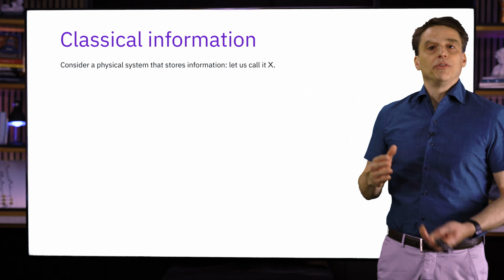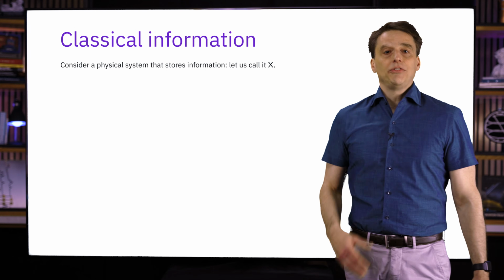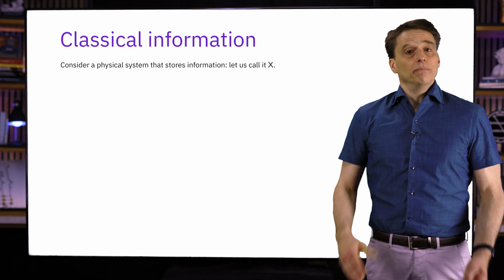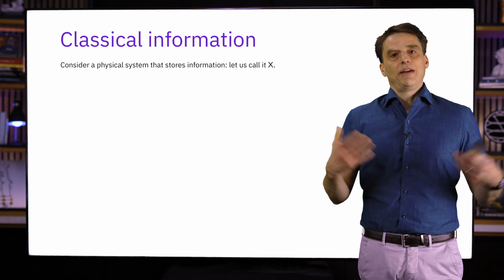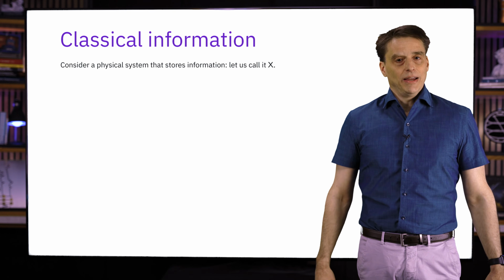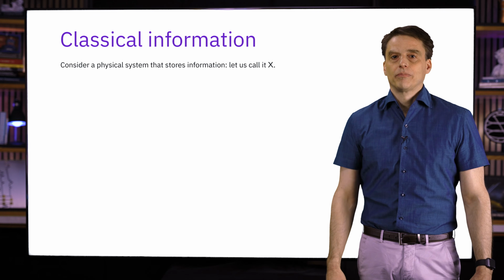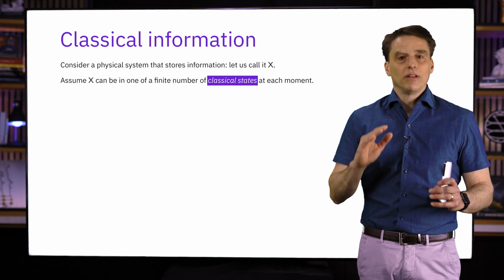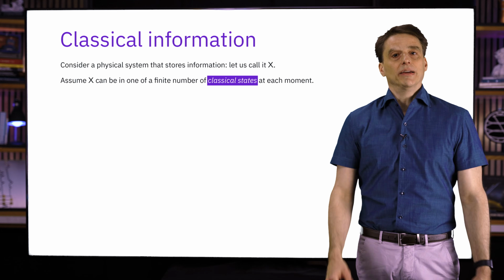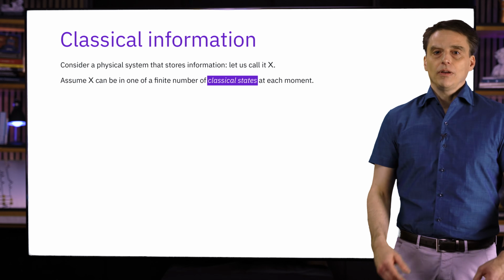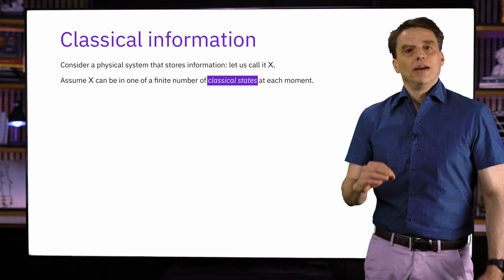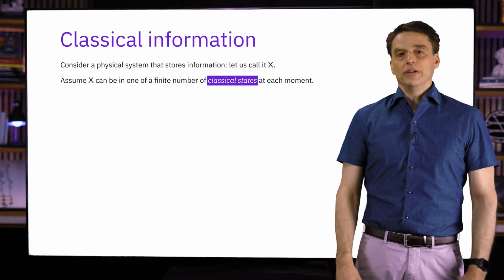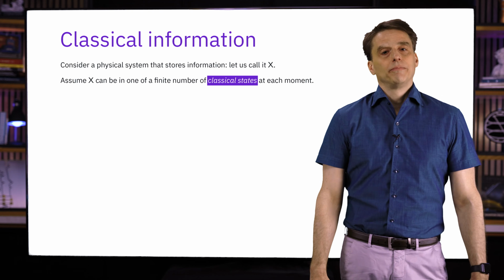Imagine that we have a physical system or a device of some sort that stores information. We're going to give this system the name X, but there's nothing important about this name. We could use any other name if we preferred, but just to pick a name, we're going to call the system X. We're going to make an assumption about X, which is that there is a finite set of classical states that X can possibly be in at any given moment. Here, when I refer to a classical state, I mean a configuration of the system that can be recognized and described unambiguously without any uncertainty or error.